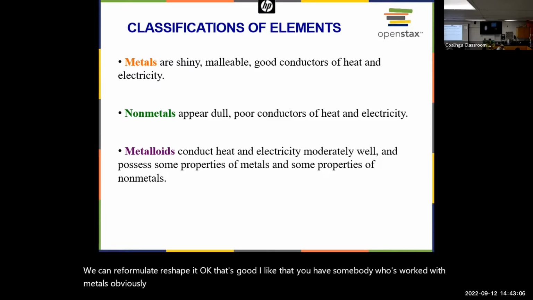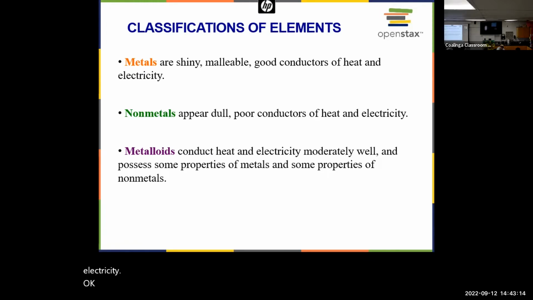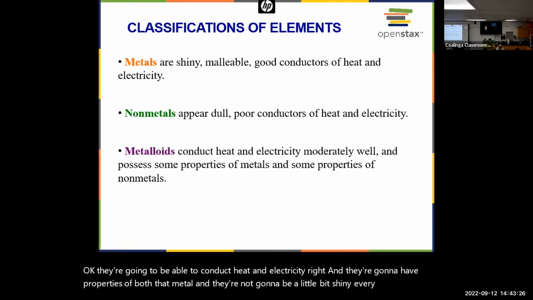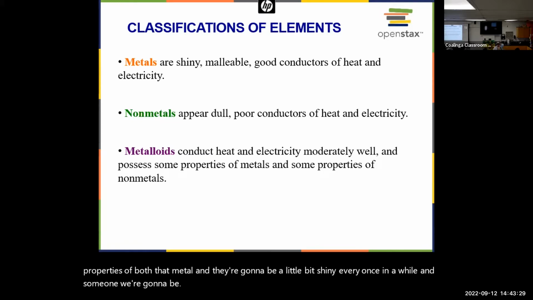Okay, so non-metals, they're going to be dull. They're going to be poor conductors of electricity. And metalloids can have characteristics of both the metal and the non-metal. They're going to be able to conduct heat and electricity, right? And they're going to have properties of both that metal and the non-metal. Some of them are going to be a little bit shiny every once in a while.